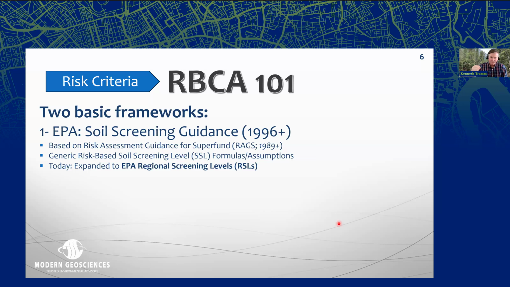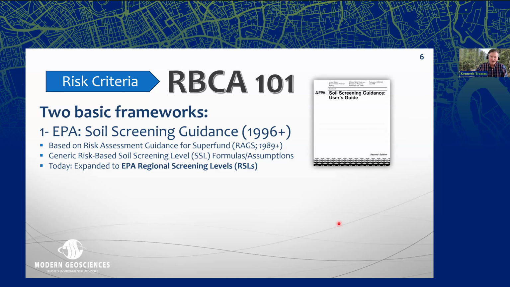They resulted in generic risk-based soil screening levels, and the formulas and the assumptions that went into them actually inform most programs in the United States. Even if they are state-specific, they're still informed by these. Today, they've been expanded into what is accepted as the regional screening levels, and we'll talk about that in a second. But this is the original document from '96 that all my students have had to learn and memorize.